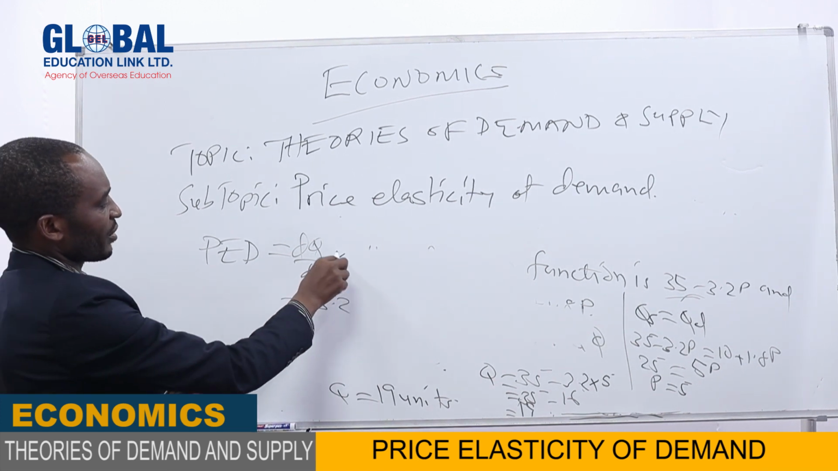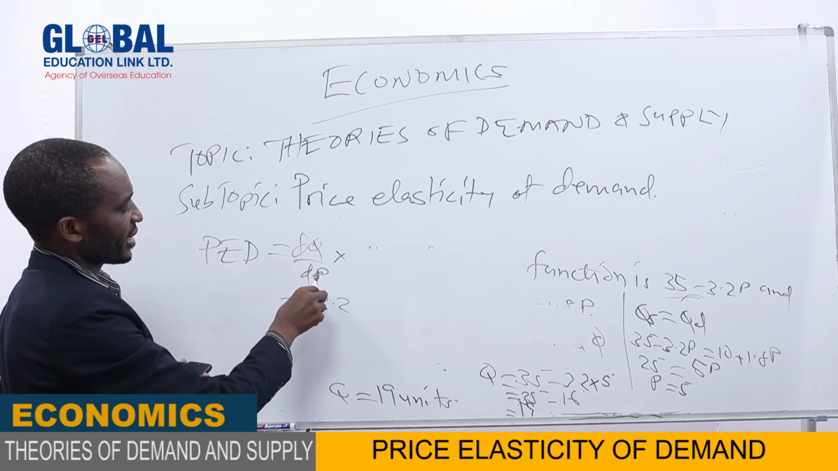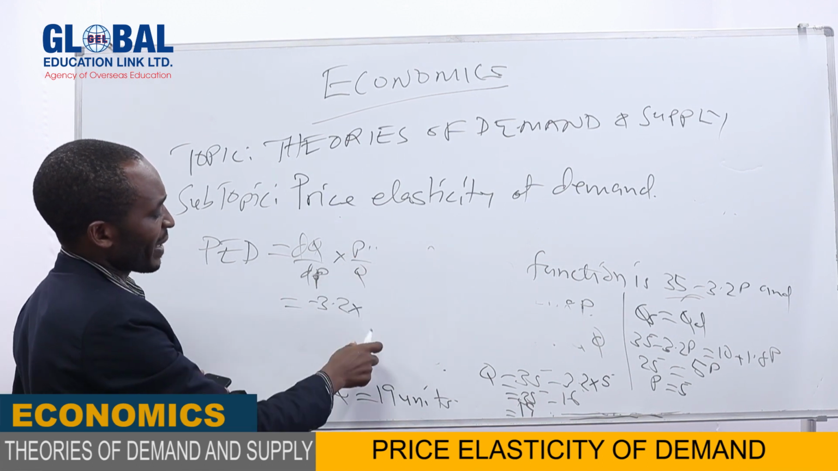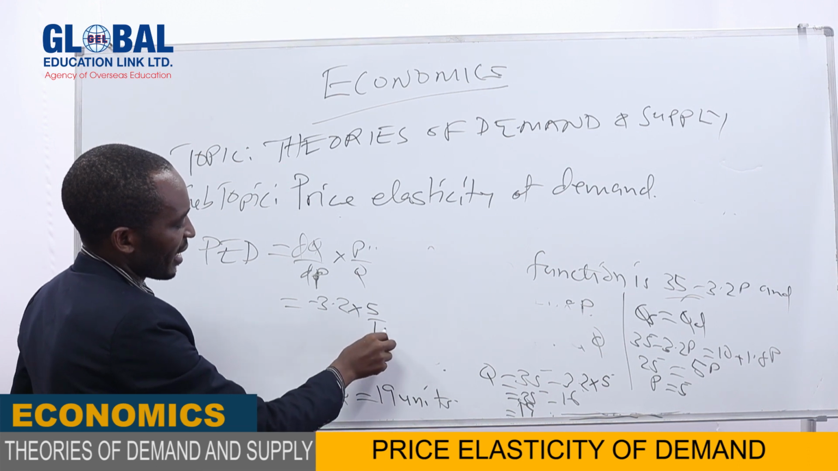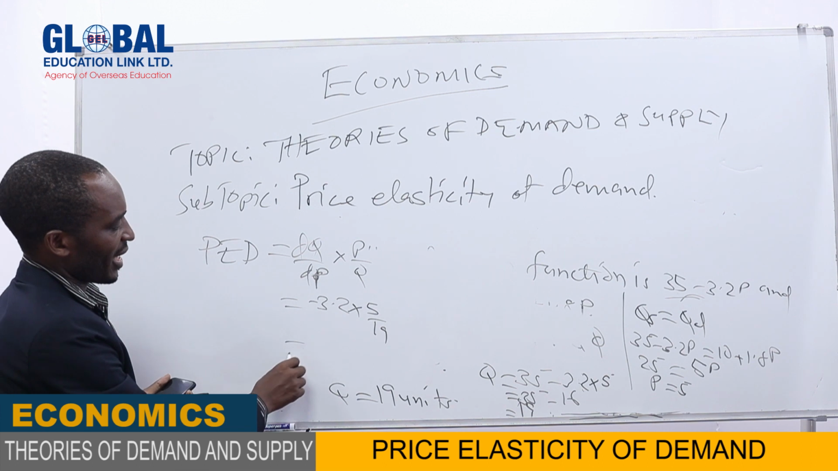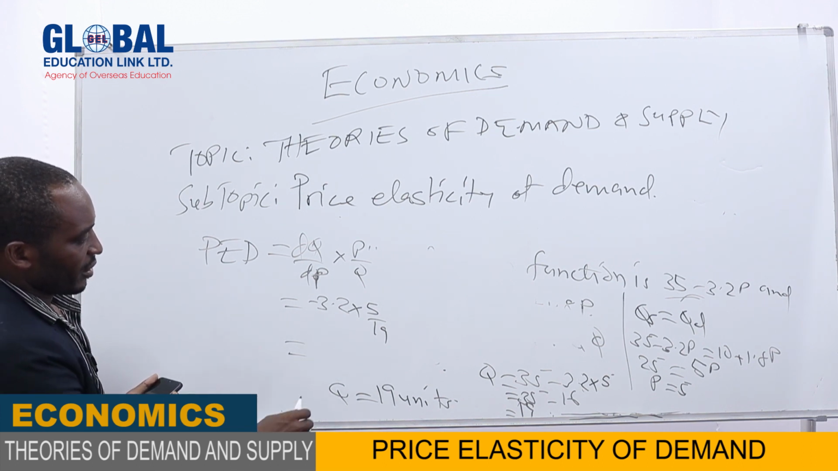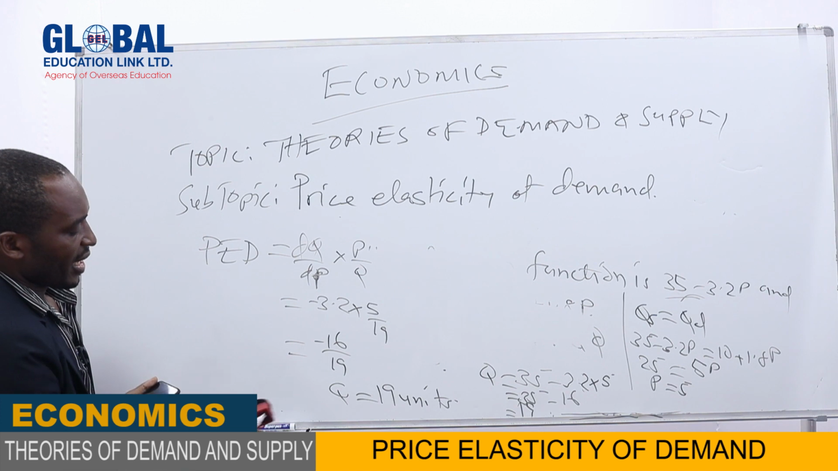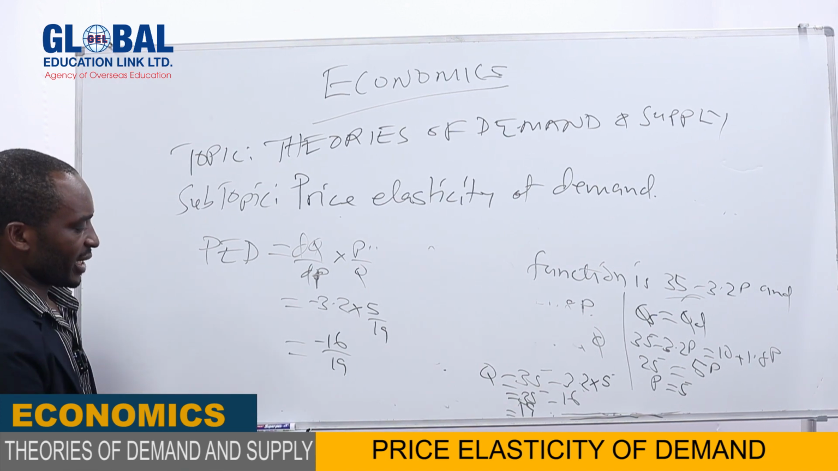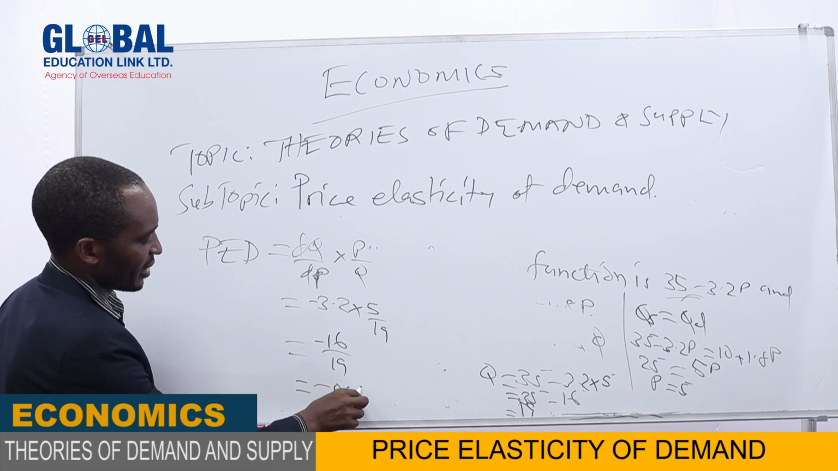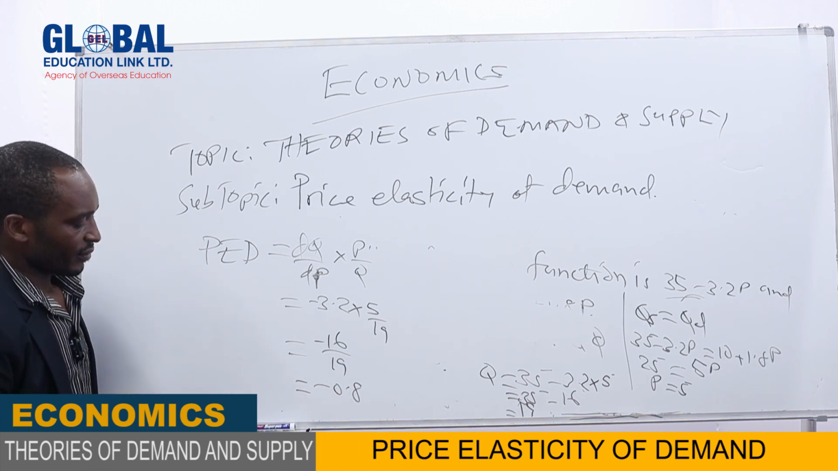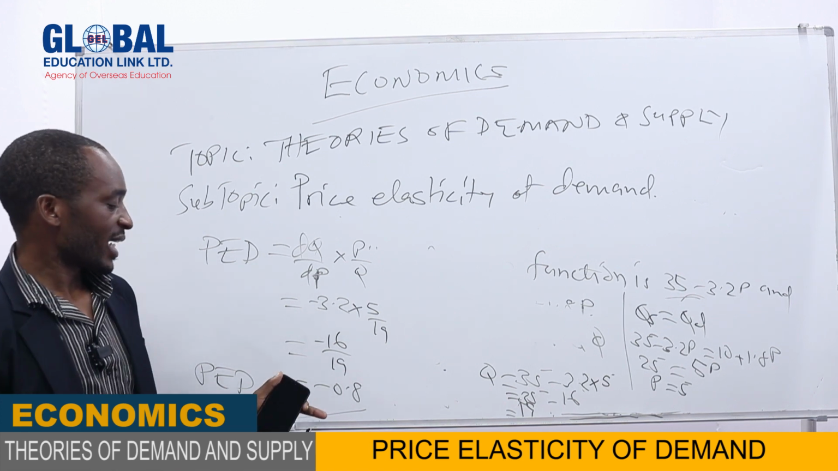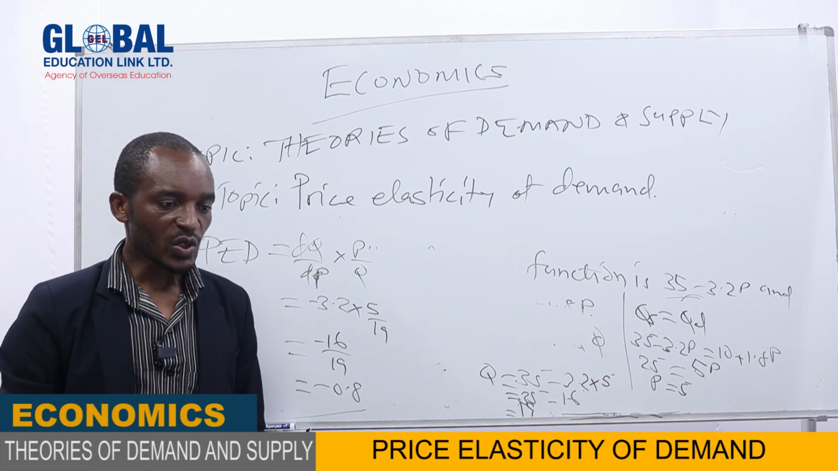Now, we know price elasticity of demand equals change in Q over change in P times P over Q. So you times the equilibrium price and equilibrium quantity, which would be 5 over 19. So when you multiply this information, here will be negative 16 over 19. And when you divide this one by using calculator, you'll get negative 0.8. Okay? So the price elasticity of demand will be negative 0.8.